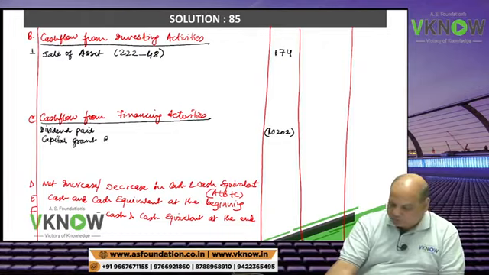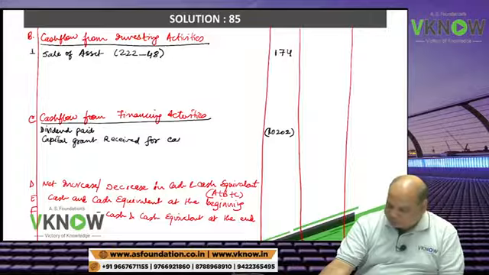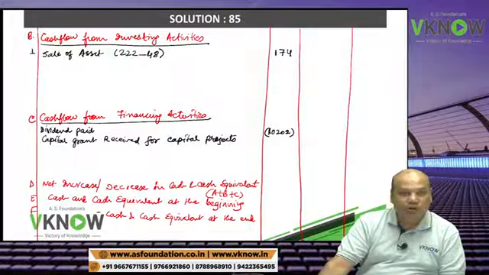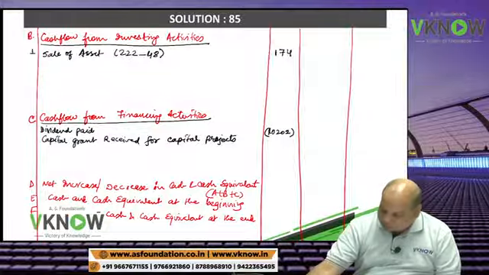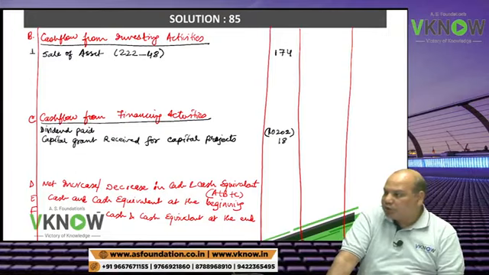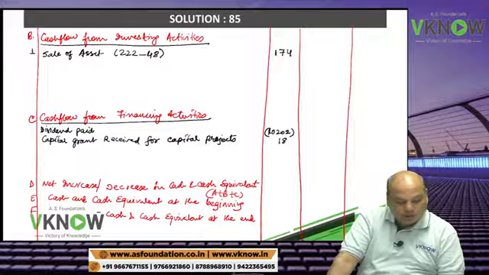Cash flow from financing activity, right here, capital grant received for capital projects. Now here I am going to write the actual cash flow, which is given in point number 14. Go to point number 14 below in your question. In point number 14, actual grant received is 18. So I will write 18.